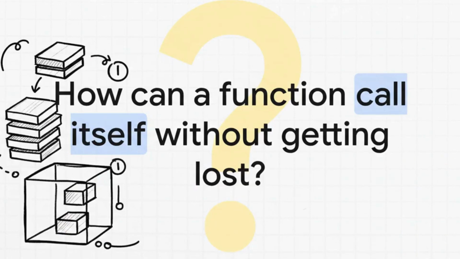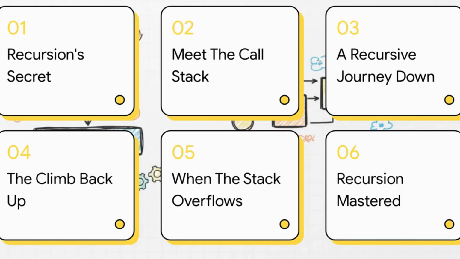Yeah, so that's the big mystery, isn't it? How on earth does a function pause what it's doing, call a fresh copy of itself, wait for an answer, and then pick up exactly where it left off? It sounds almost impossible, but it's all handled by this really elegant and surprisingly simple system that's working behind the scenes. So here's what we're going to cover.